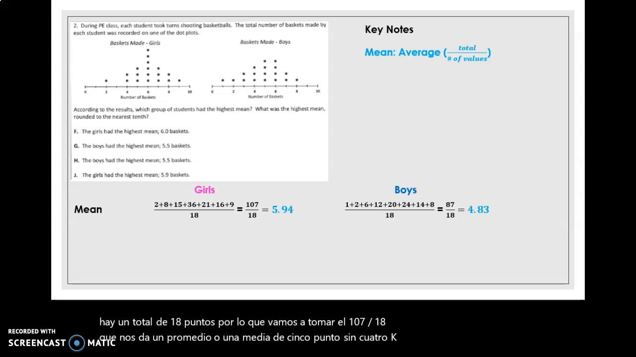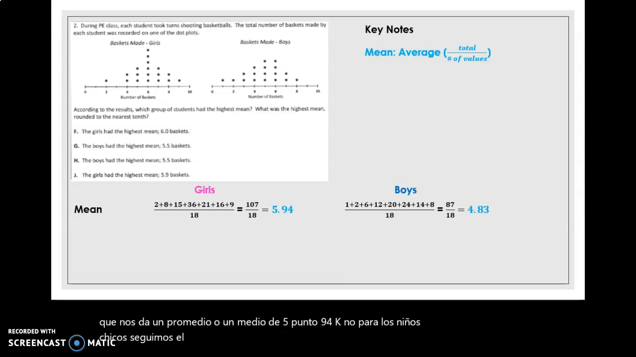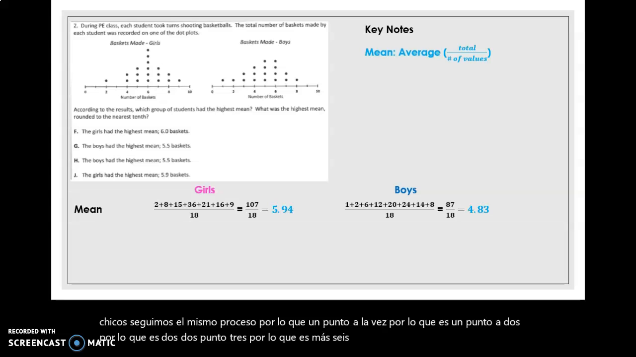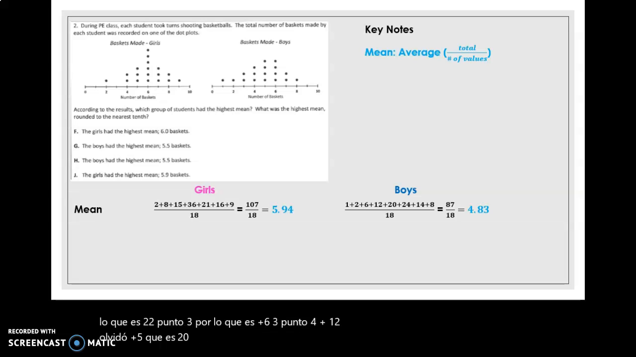Boys, we follow the same process, so 1 dot at 1, so that's 1. 1 dot at 2, so that's 2. 2 dots at 3, so that's plus 6. 3 dots at 4, plus 12. 4 dots at 5, which is 20. 4 dots at 6, which gives us 24. 2 dots at 7, which is 14. And 1 dot at 8, so we put plus 8. Add that all together, it gives us 87.